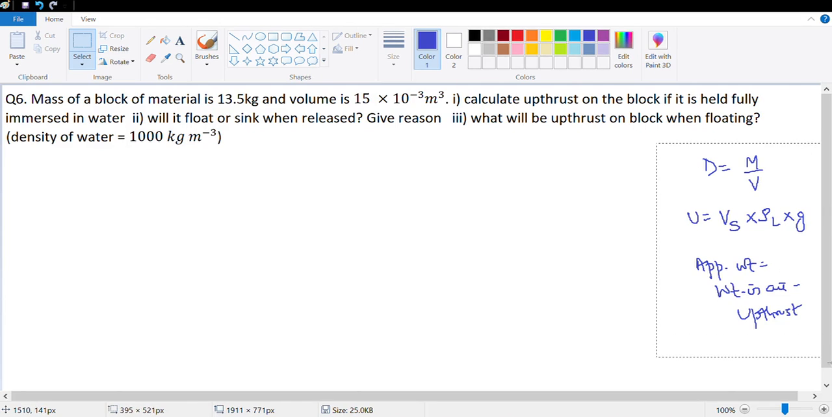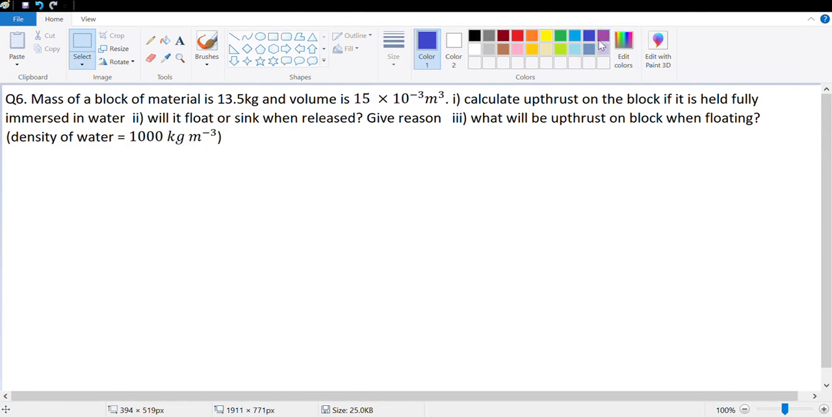We've already solved a few questions. Let's look at the next one. Mass of block is 13.5 gram. So mass is equal to 13.5 kilogram. Volume is 15 into 10 to the power negative 3 meter cube. Calculate upthrust on the block if it is held fully immersed in water, which means the full volume is under water. So we need the density of water, which is given.